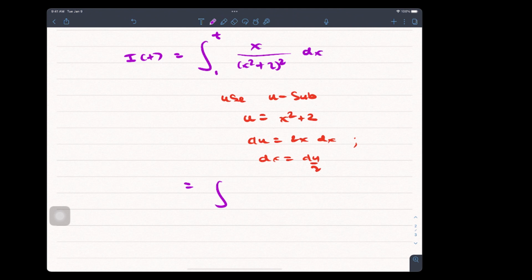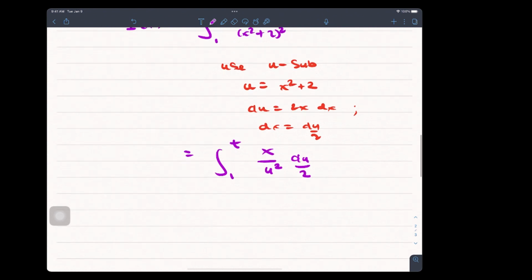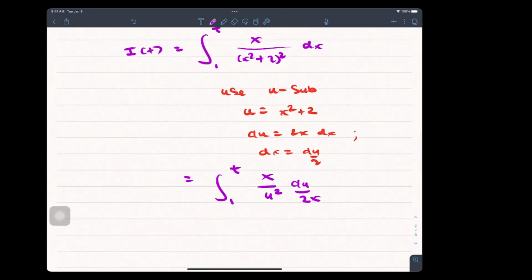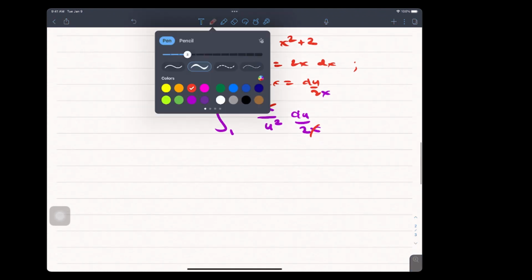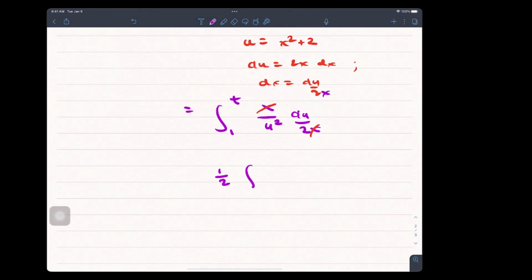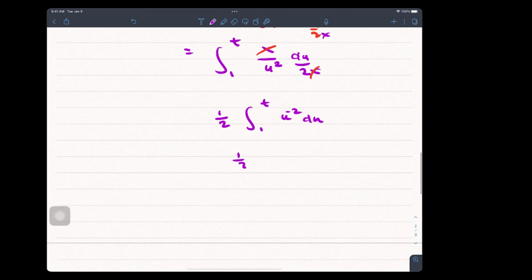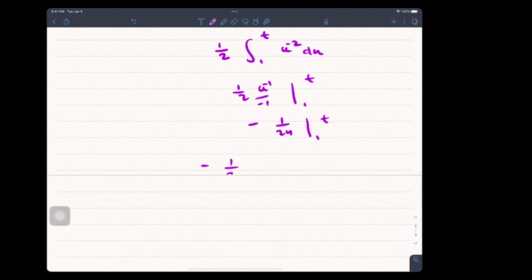So what's really going to happen is you integrate from 1 to t, x over u squared, du over 2x. Sorry. Okay? And then sure enough, what happens? Your x cancels. So this integral becomes, if I pull out the constant, 1/2, that's u to the minus 2 du, which would be 1/2 u to the minus 1 over negative 1 from 1 to t. It's negative 1 over 2u from 1 to t. So that's negative 1 over 2t plus 1/2, so I of t is now 1/2 minus 1 over 2t.